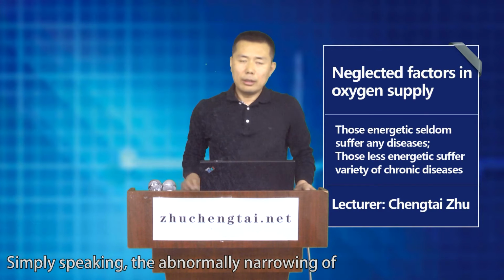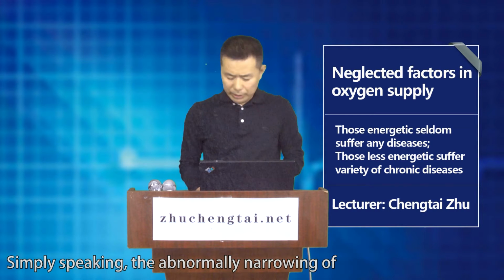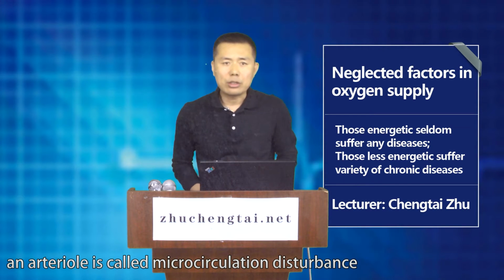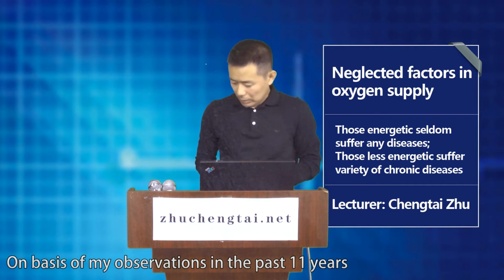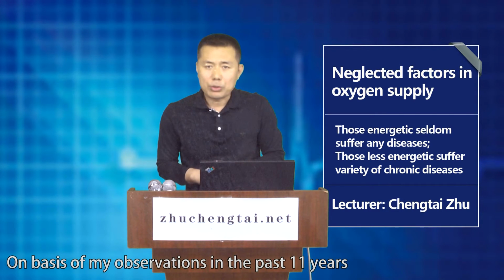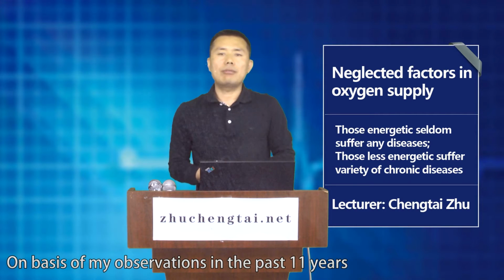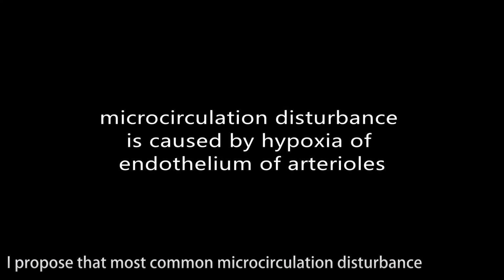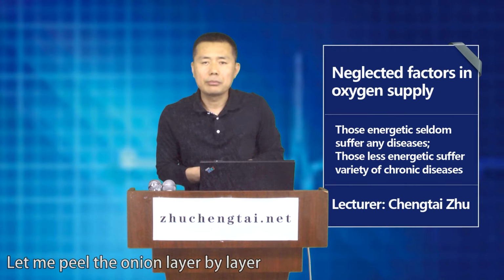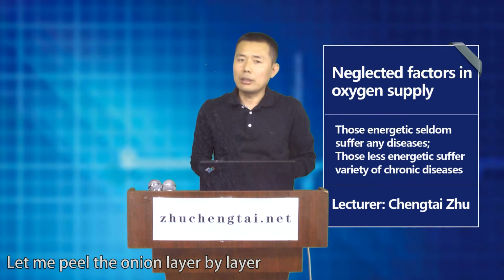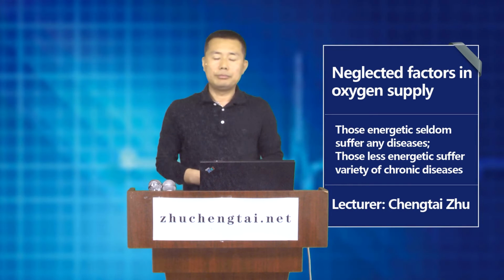Simply speaking, the abnormal narrowing of an arteriole is called microcirculation disturbance. On the basis of my observations in the past 11 years, I propose that the most common microcirculation disturbance is caused by hypoxia of the endothelium of arterioles. Let me peel the onion layer by layer.